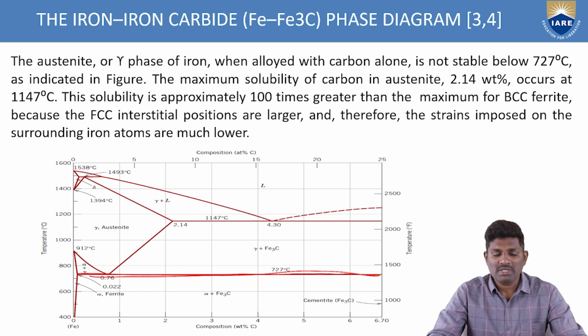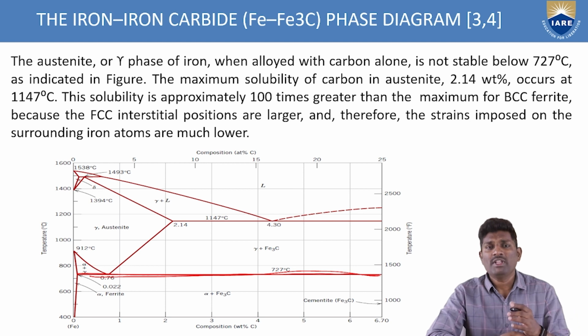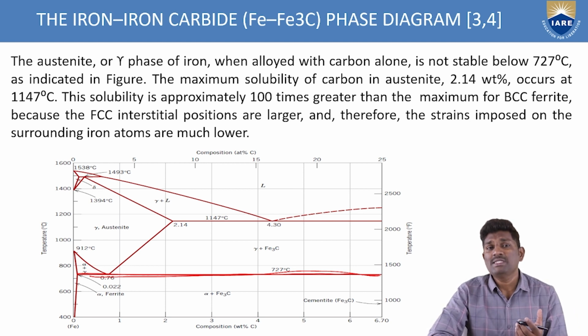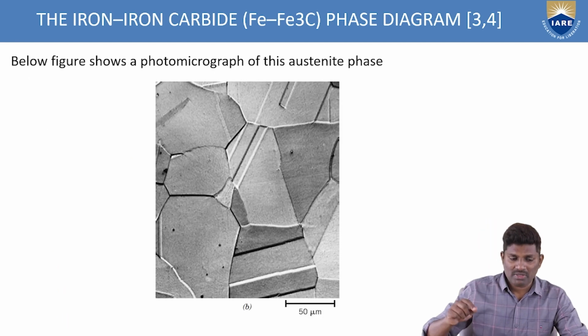And this solubility is approximately 100 times greater than in BCC. So in this case, the main thing is, when pure iron is heated, it converts into two different phases. From the initial state it starts as BCC and slowly converts to FCC, and again comes back to BCC. So this is how there is a change in the crystal structure of this iron carbon also.